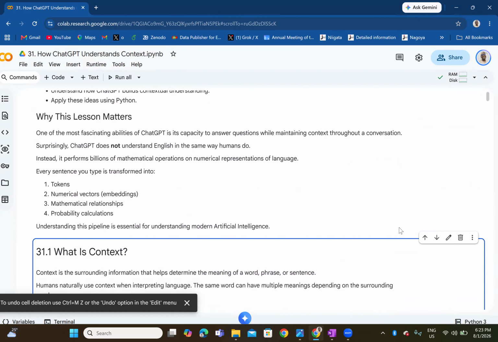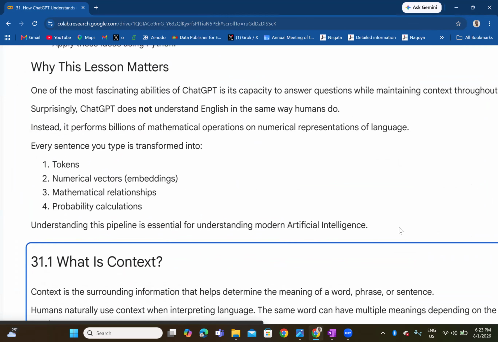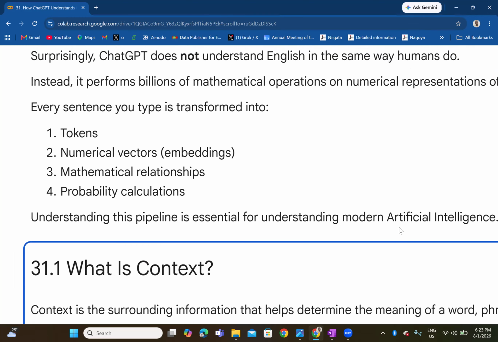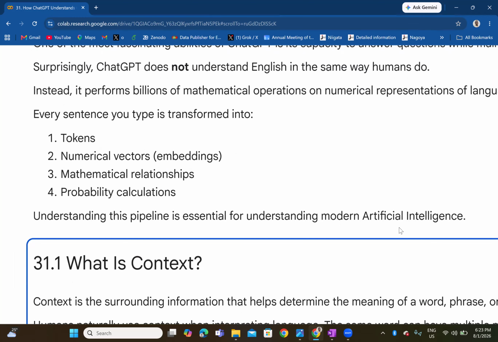Every sentence you type is transformed into tokens, and then the tokens are given numerical vectors, or what you call embeddings, and then mathematical relationships are established, along with probability calculations. Understanding this pipeline is essential for understanding modern artificial intelligence.